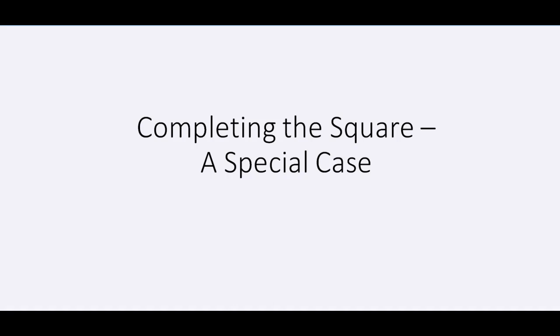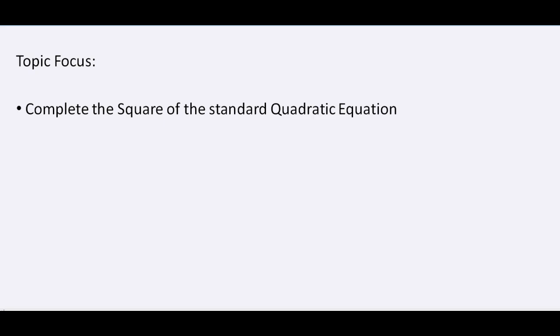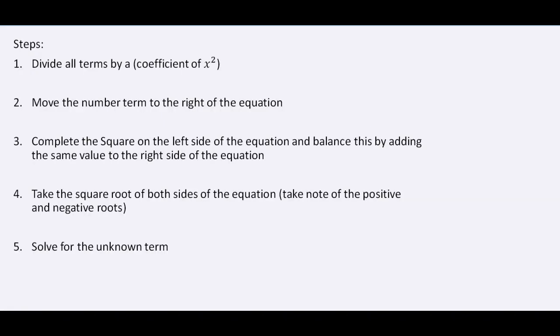So we're going to look at completing the square, and this is going to be a special case. We're going to look at how to complete the square of the standard quadratic equation and see if that leads us to a surprising solution. So here are the steps. We're going to divide all the terms by the coefficient of x squared. The coefficient is the number to the left of x squared.